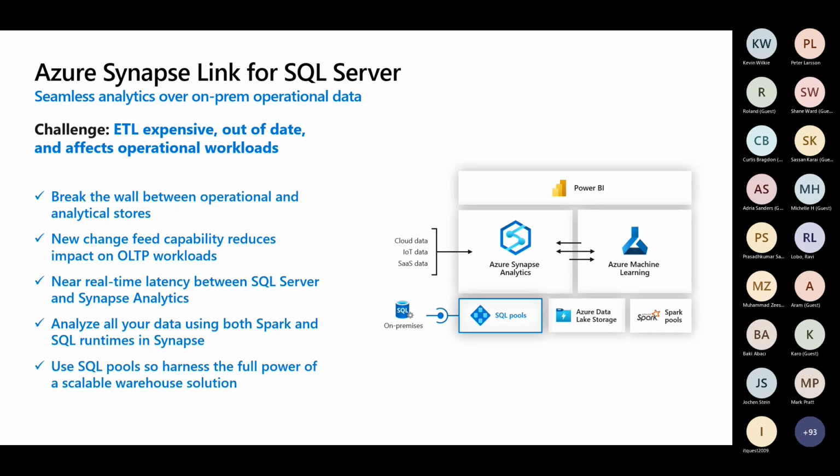So what we do in Synapse is we take this data and we put it in dedicated SQL pools in the Synapse warehouse in an automated way. You set it up, you say, these are the tables I want to synchronize, we seed those tables, and then anytime you make changes in SQL Server, we automatically feed those changes into Synapse SQL pools.